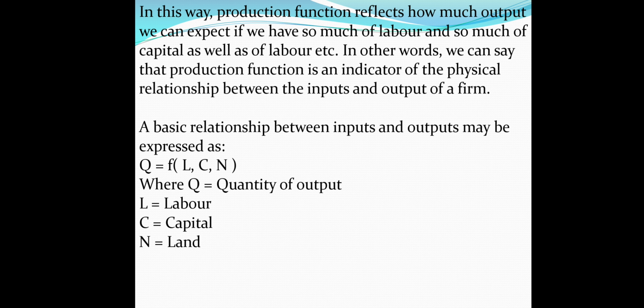A basic relationship between input and output may be expressed as Q equals F(L, C, N). Here Q stands for quantity of output, F is functional relationship, L is labor, C is capital and N is land. So we can describe production function as quantity of output equals functional relationship between labor, capital and land.